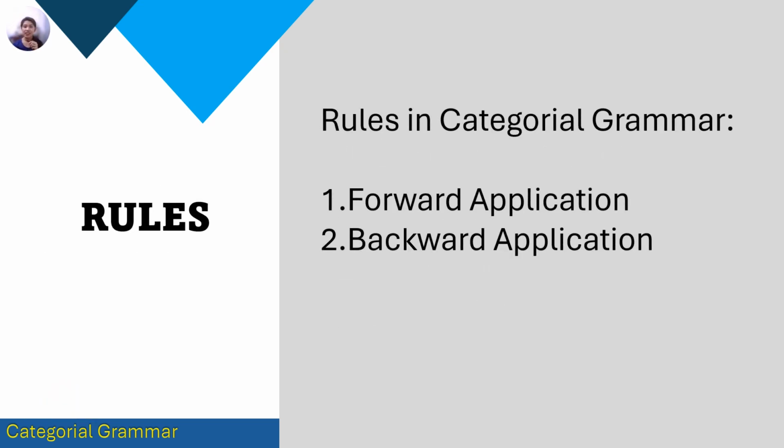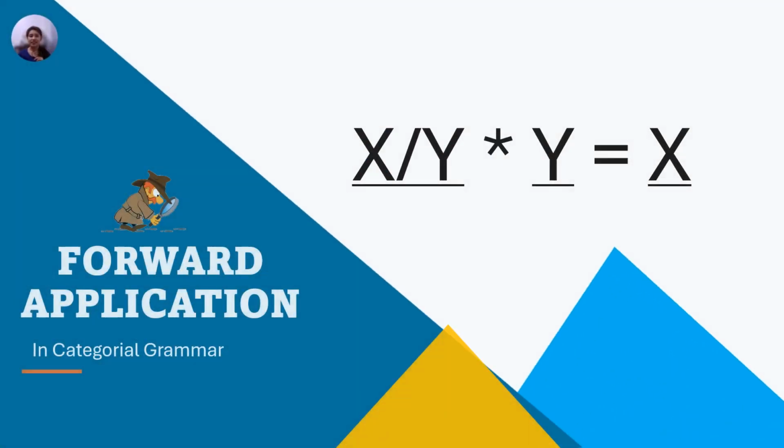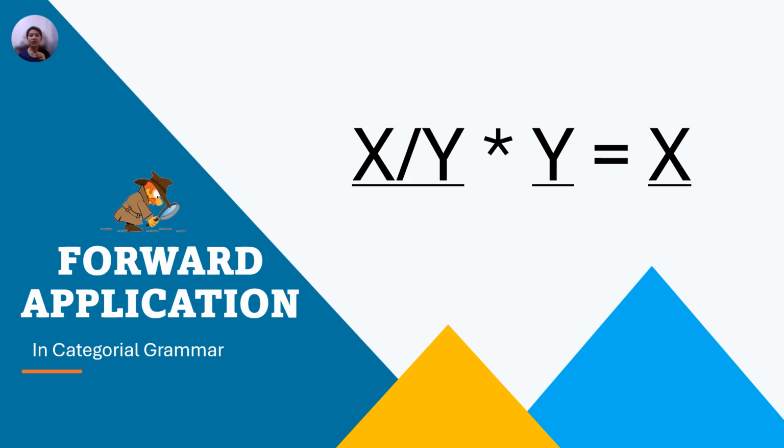Are you ready for the exciting part? Here are the two rules in categorical grammar: the forward application and the backward application. The forward application is represented by this mathematical equation: X forward slash Y times Y equals X.